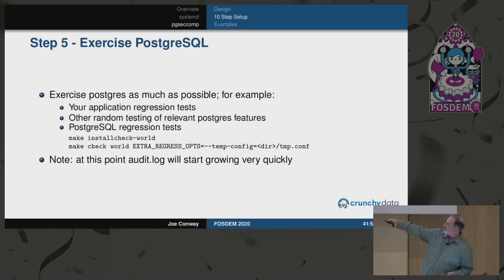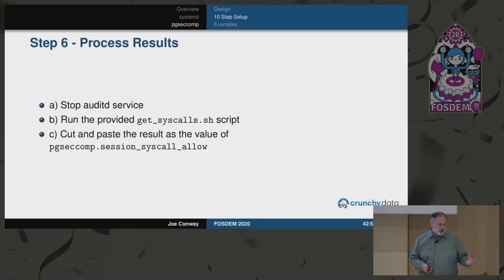Interestingly, this is how you use make check-world and specify some extra stuff to go into the configuration, which you would need in order to test this. When you run these, you will add a lot of SecComp entries to the auditd log. So at this point, stop auditd. Run the script that I provided with the extension that I talked about earlier. And then it'll just give you a list that you can cut and paste into the session syscall allow.